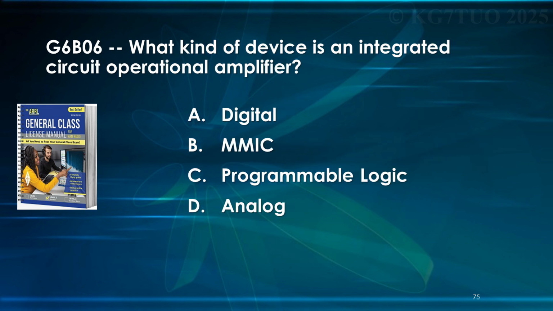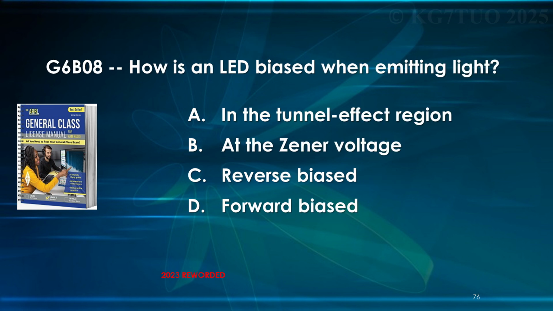What kind of device is an integrated circuit operational amplifier? Alpha? Delta. Any others? What kind of a device is an integrated circuit operational amplifier? That's an analog circuit. How is an LED biased when emitting light?